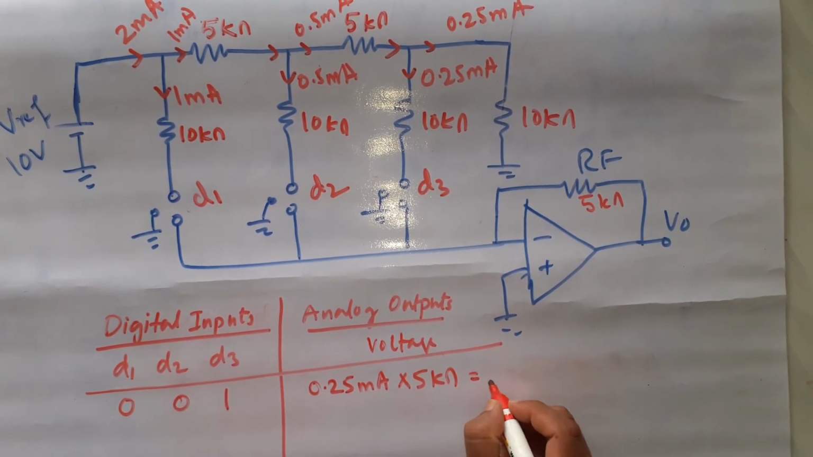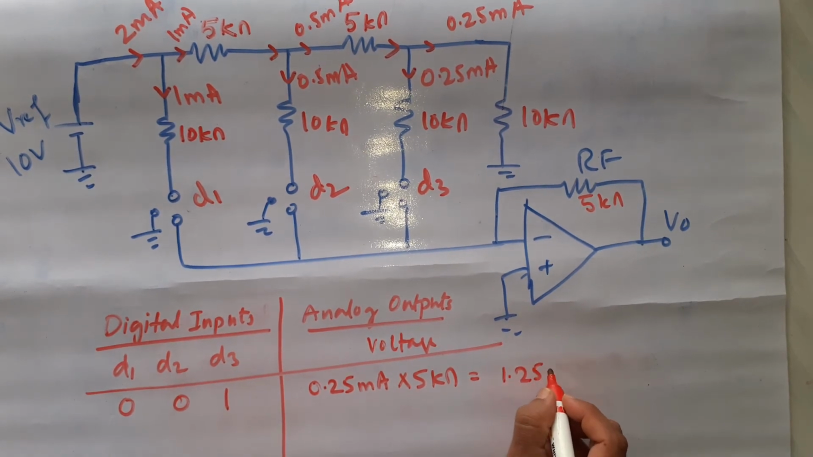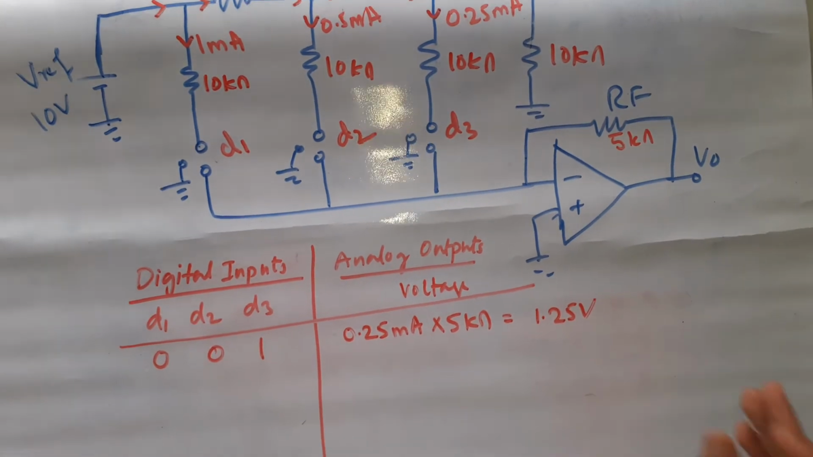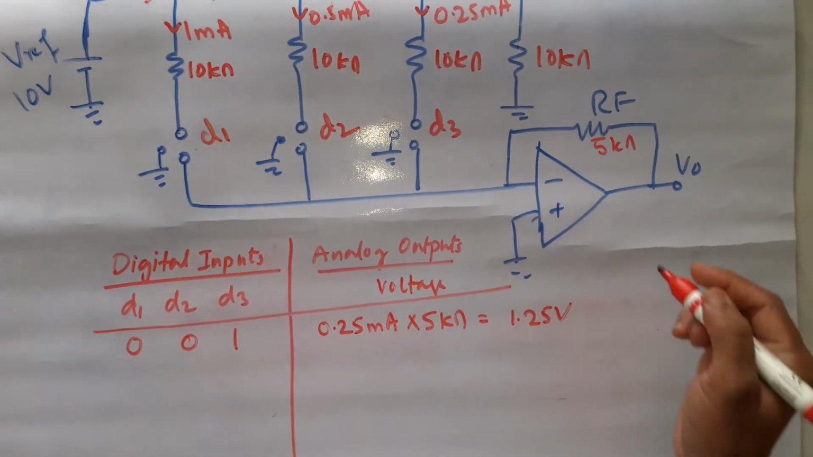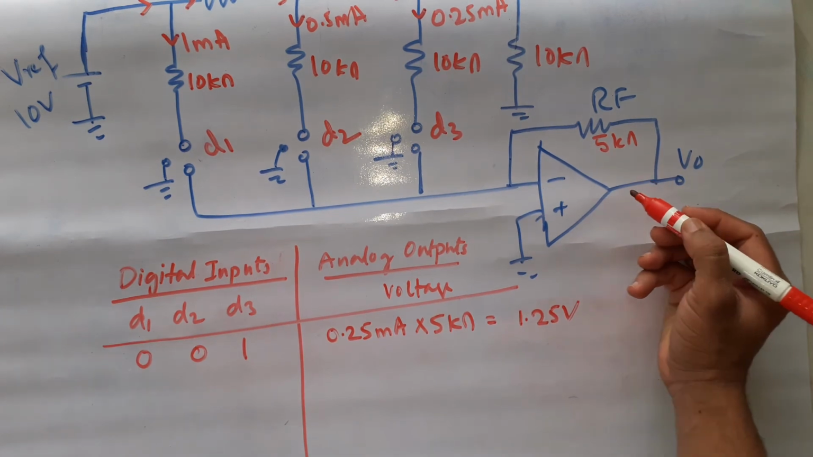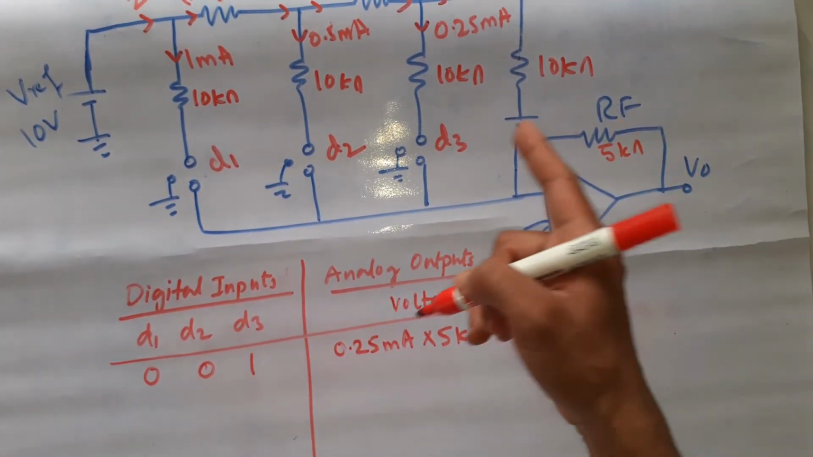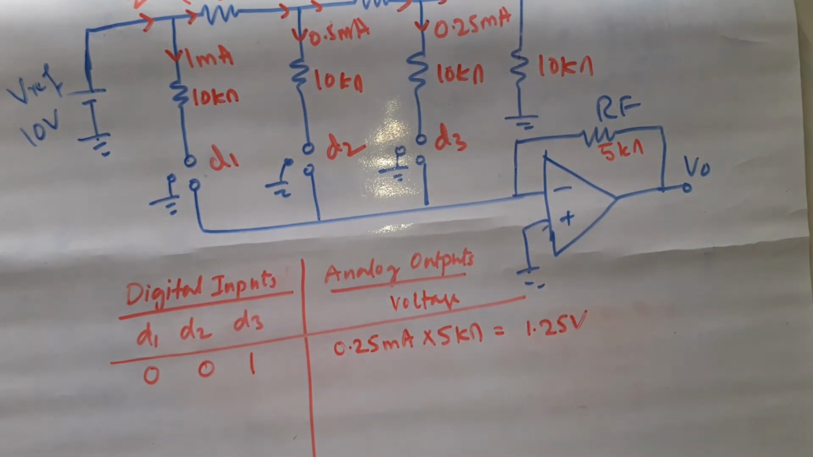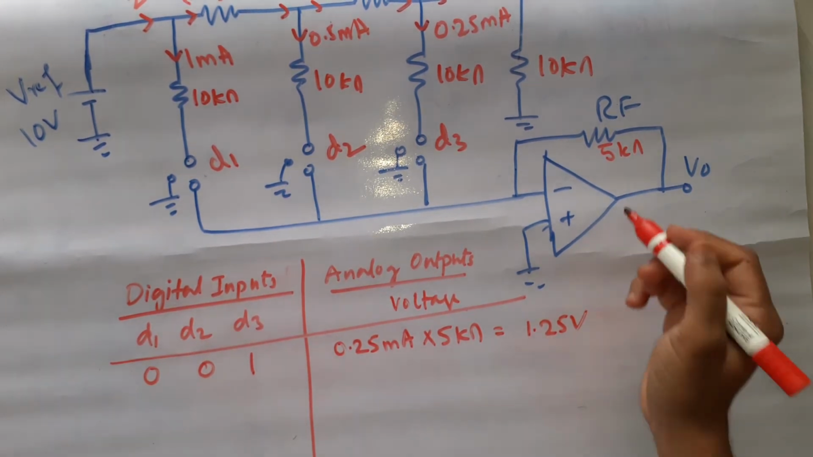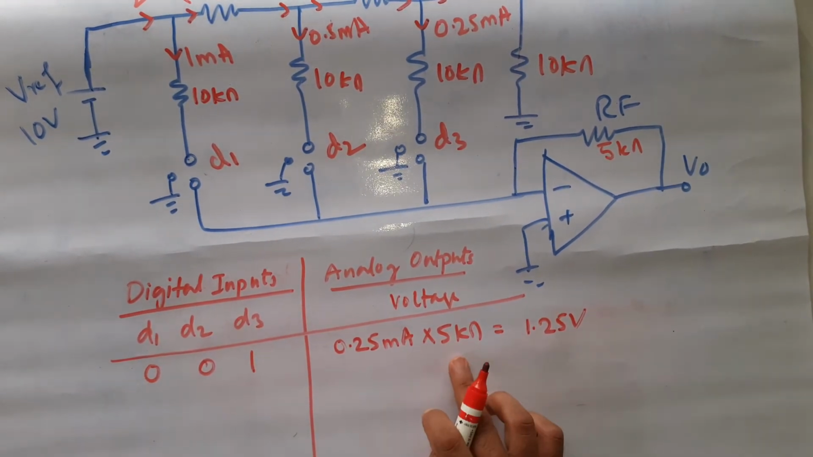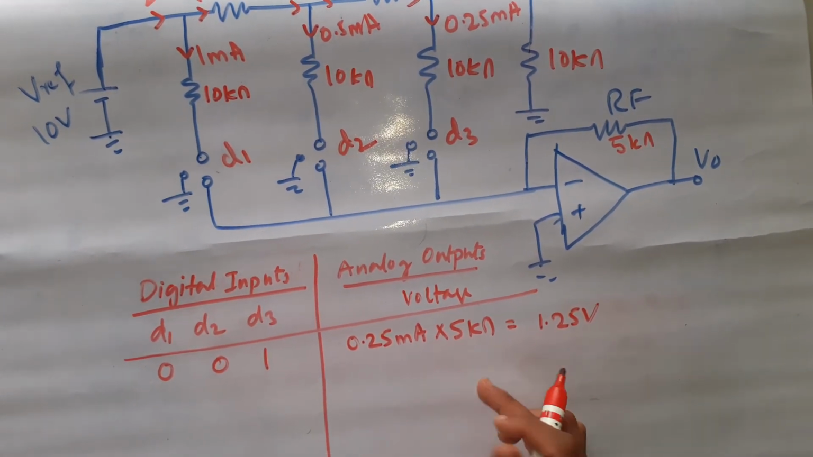So this will give you what? 1.25 volts. Alright. Now you may be thinking, why 5 kilo ohm here? As we have taken the equivalent resistance as 5 kilo ohm. So to work it as a voltage follower, or to keep the gain of the amplifier at unity, we need to keep 5 kilo ohm as the feedback resistance, and our R equivalent is also 5 kilo ohm.